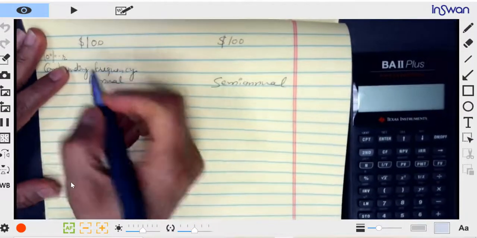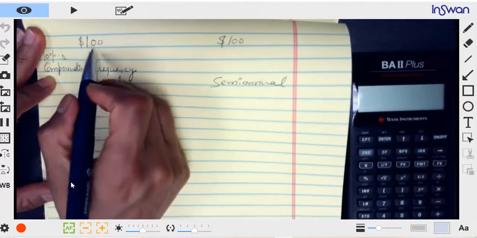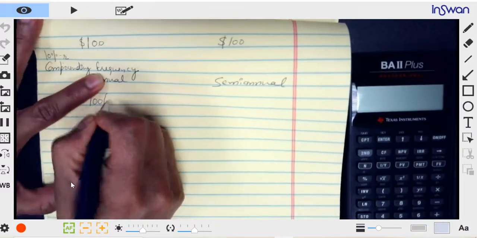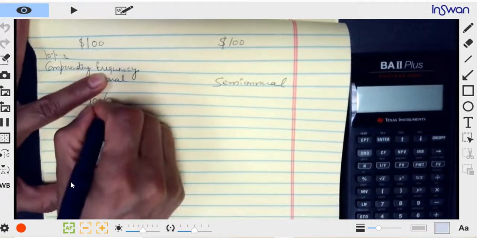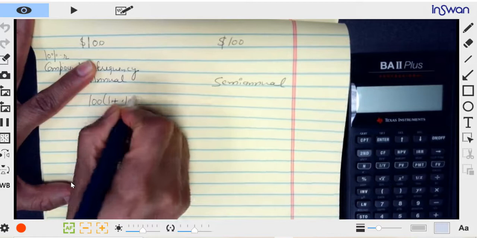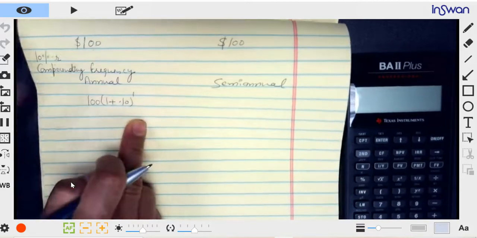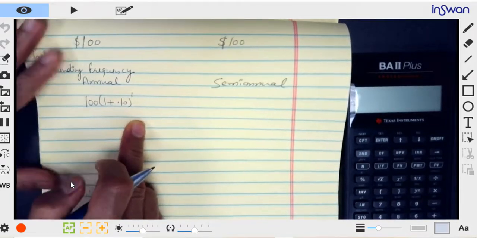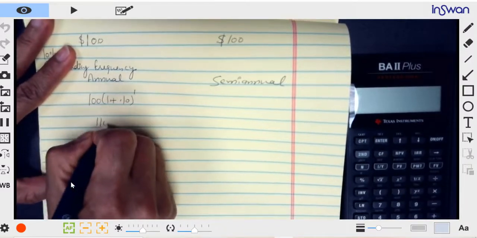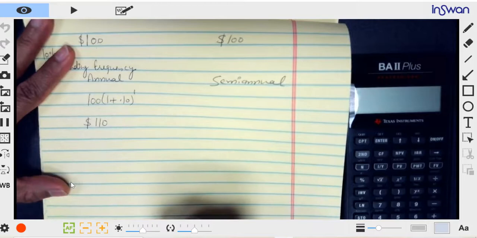So what happens after 1 year? Today you have $100. After 1 year, you will earn interest at 10%. So 100 times 1 plus 0.10 to the power 1. This is how we do it, if you remember. Okay. So it would be $110 after 1 year.